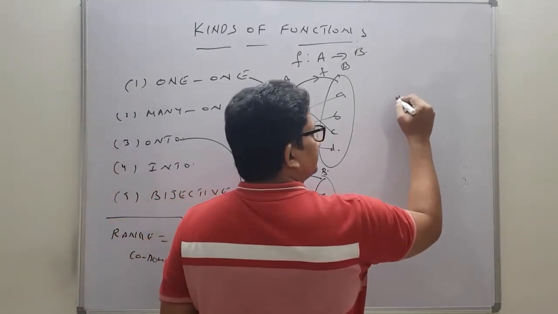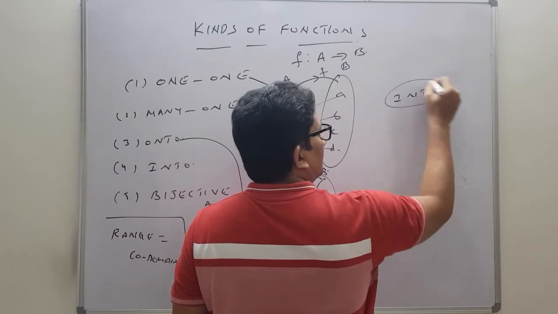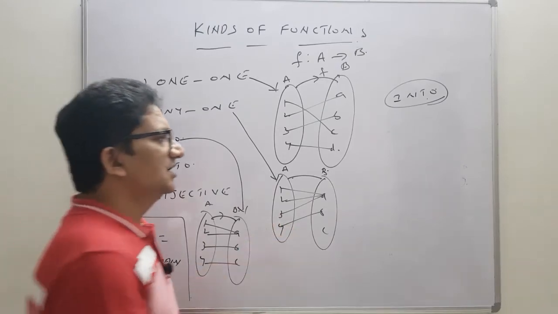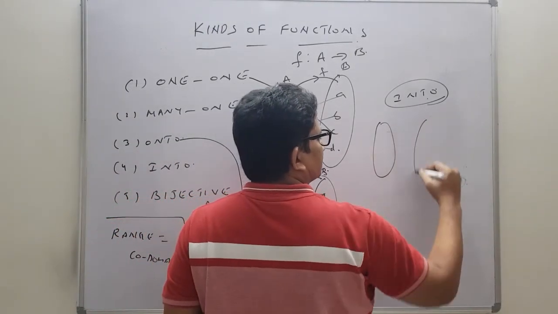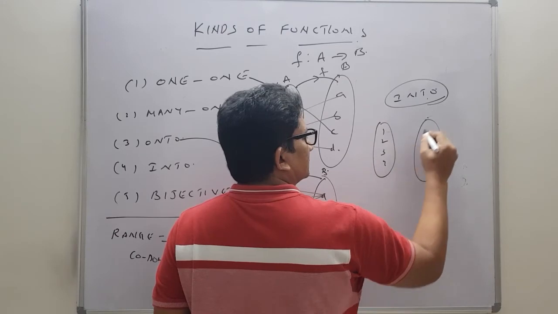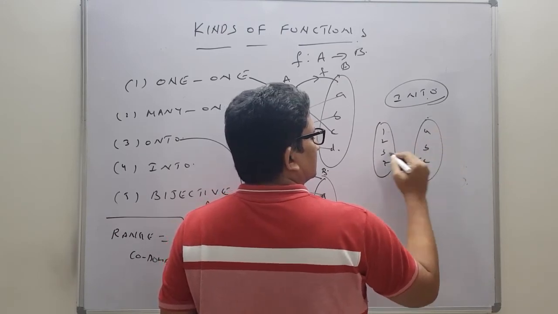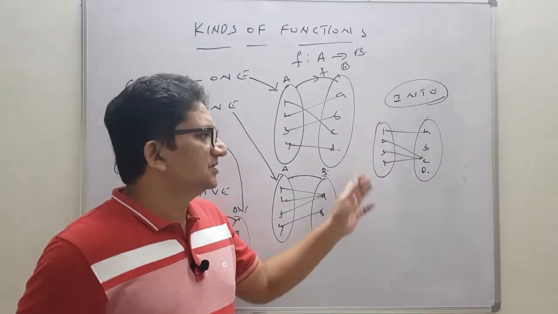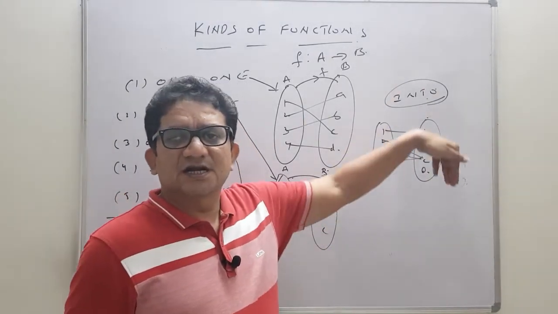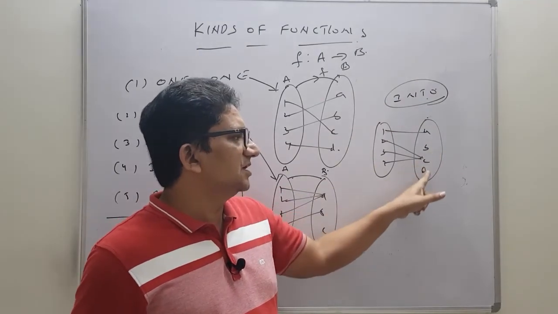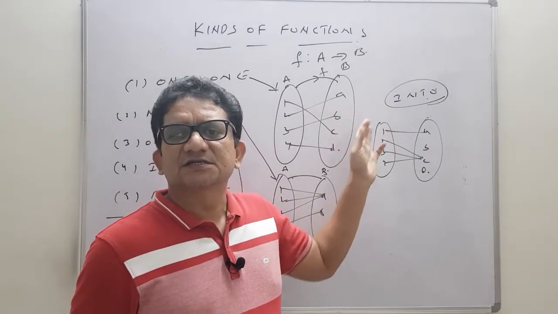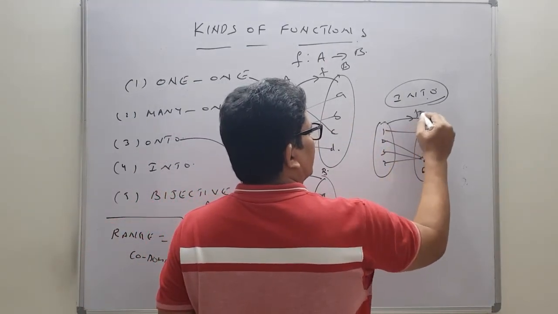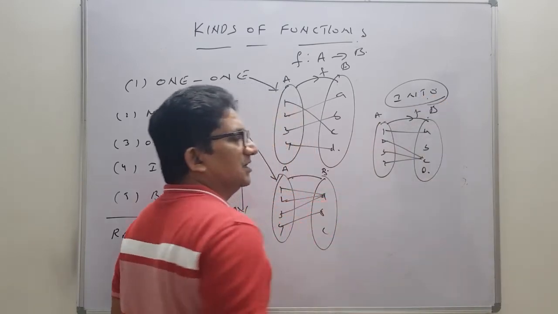Next is into. Into means if the function is not onto, then it will be called into. So like this type. Clearly it is a many-to-one function, but here it is not onto because B and D do not have any pre-images. That's why this function is said to be into. So here if you define a function f from A to B like this, that is said to be into.